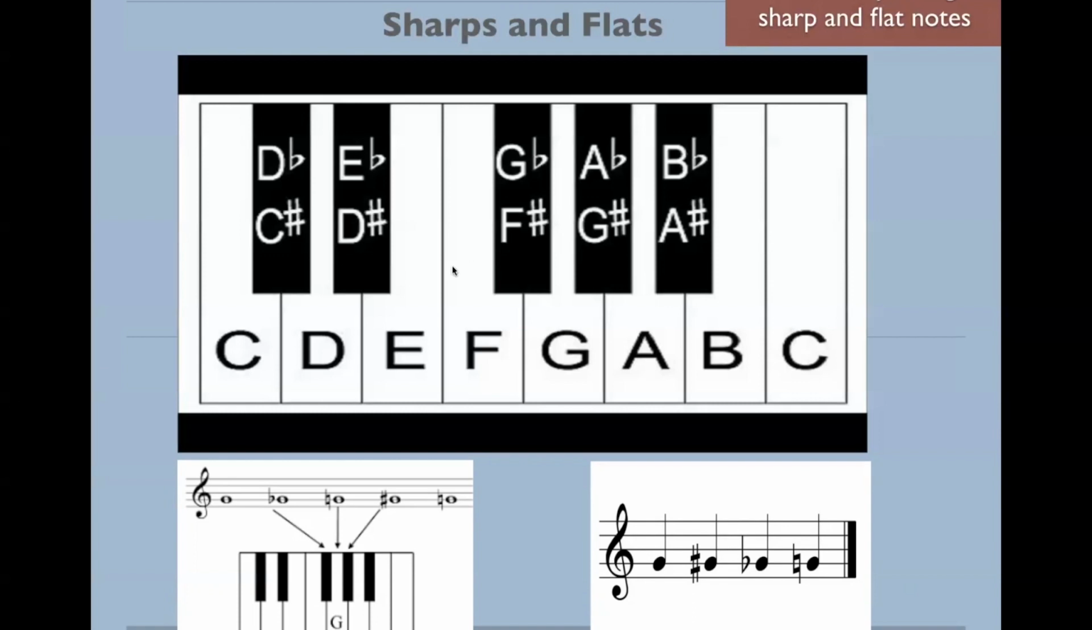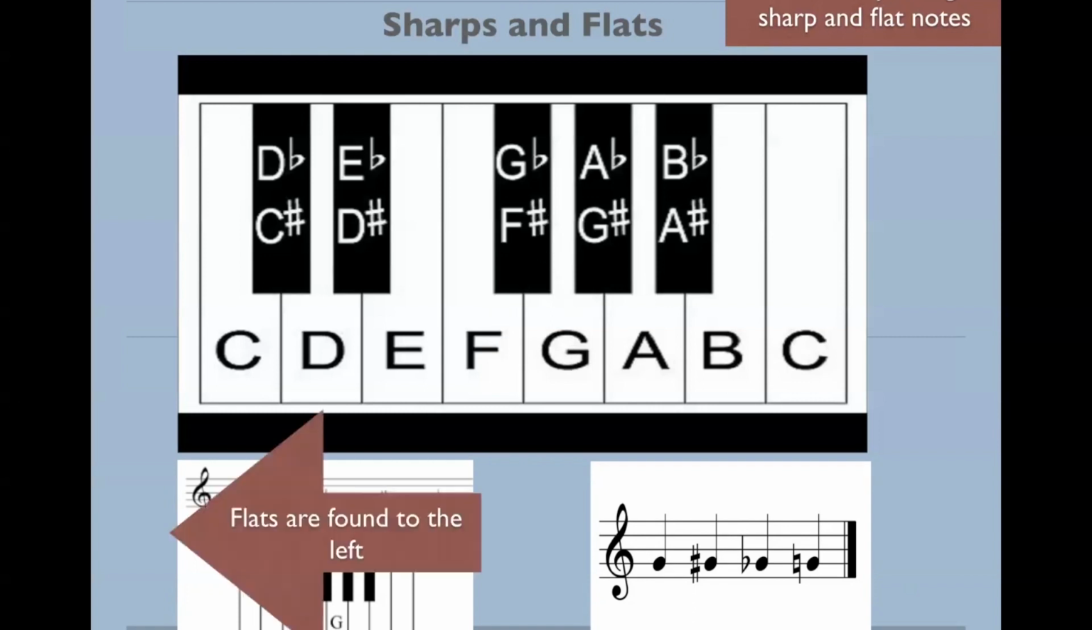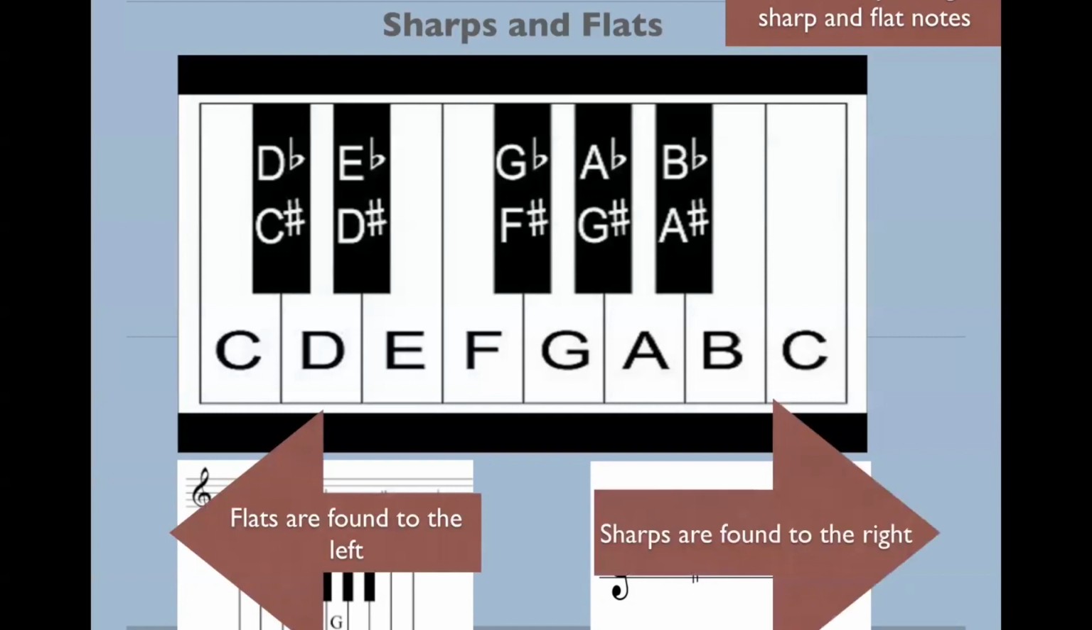Okay. So sharps to the right hand side of a note, flats to the left hand side of a note. Okay. Flats are found to the left, sharps are found to the right. And these are the symbols that represent them.